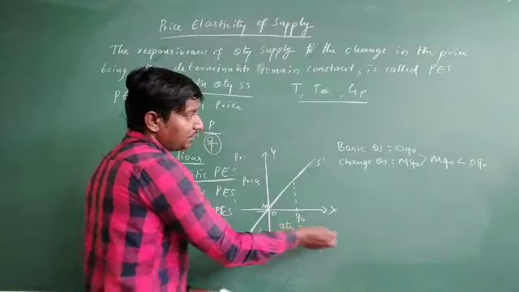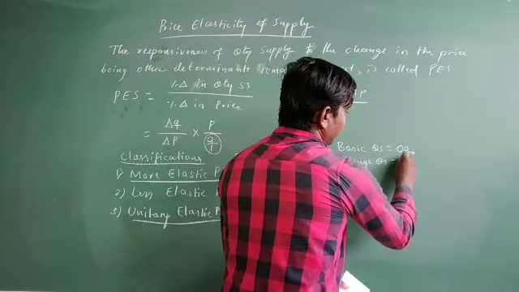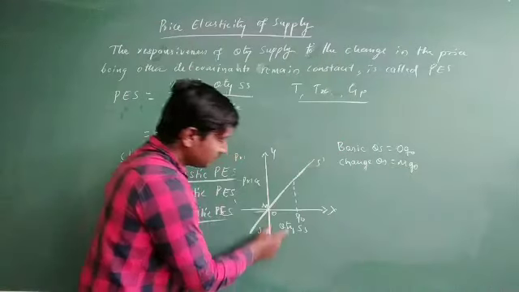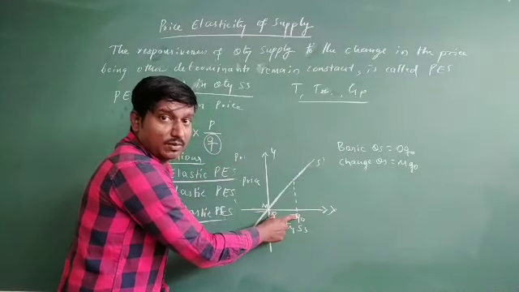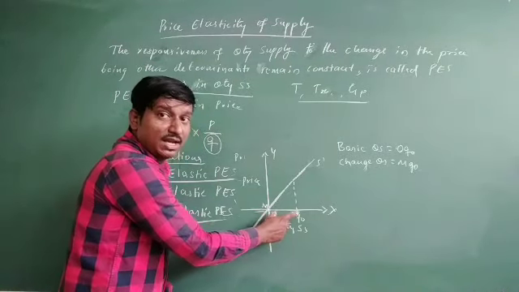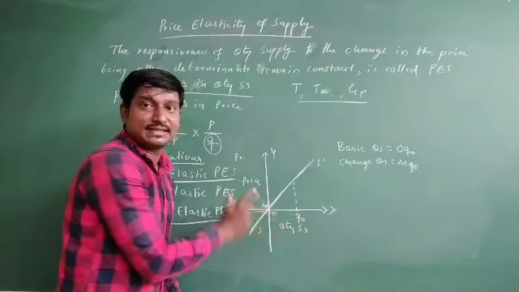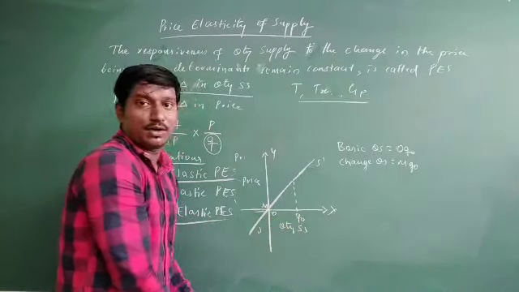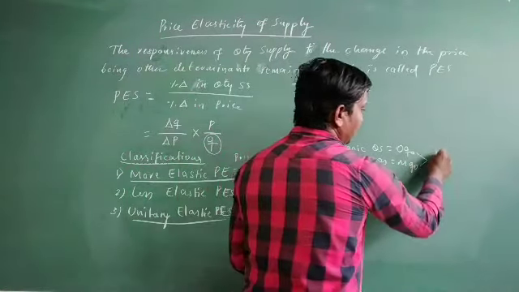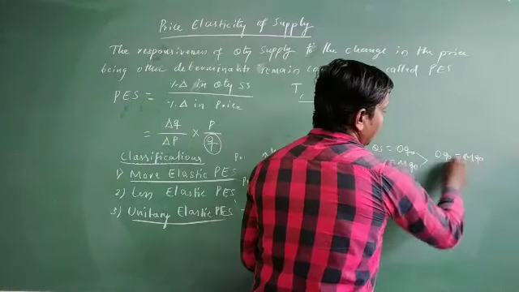Why? Because if I write here OQ naught and MQ naught, OQ naught is the basic quantity. OQ naught is this much. And what about the quantity supply that has changed here? The change is again the same, that is MQ naught. So in this case, OQ naught equals MQ naught.